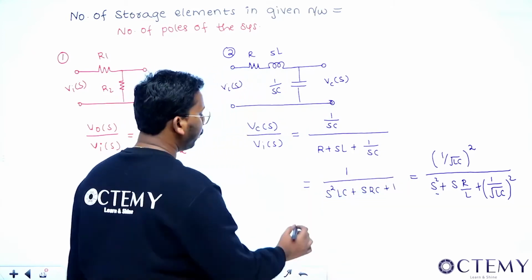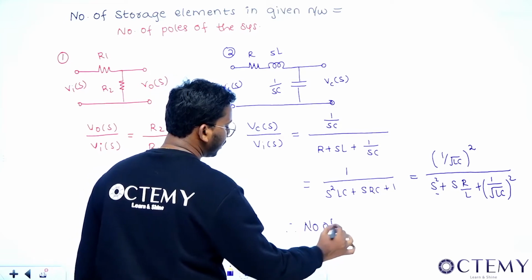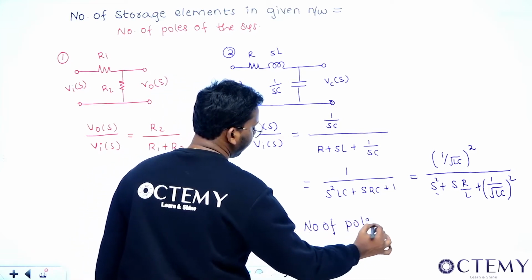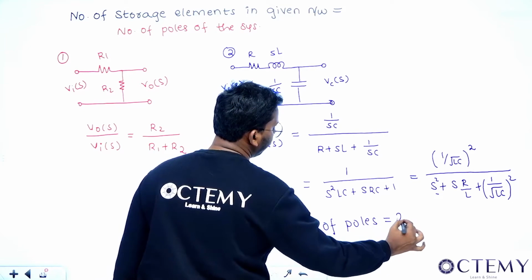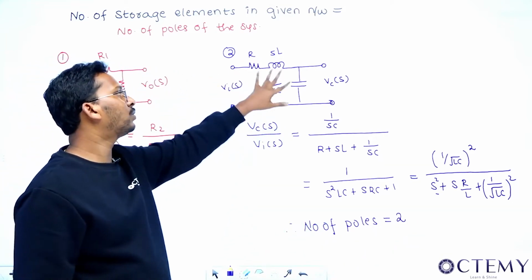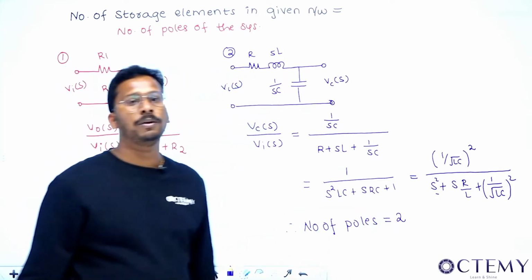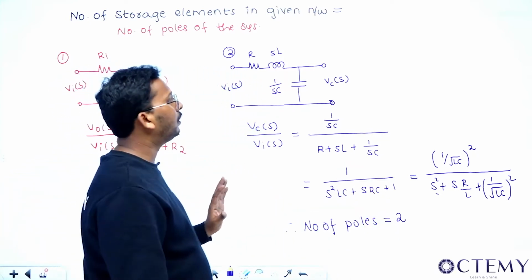Therefore, number of poles equal to how many, sir? Therefore, number of poles is equal to 2. How many storage elements are there? Inductor is a storage element, capacitor is a storage element. Therefore, number of poles is equal to number of storage elements. So, very simple way you can find here.